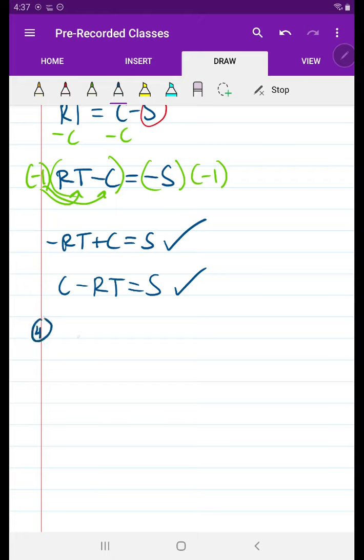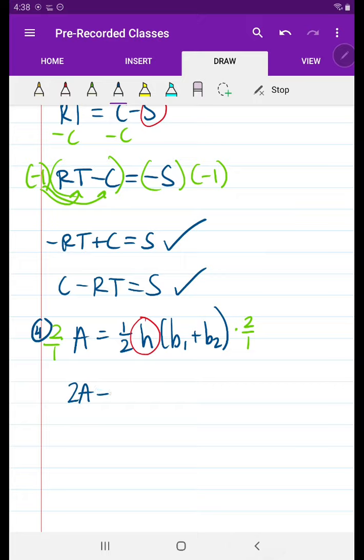For number 4, we have A is 1/2 h times (b sub 1 plus b sub 2). For this problem, they want us to solve for h. The first thing we could get rid of is that 1/2, and how we could do that is multiply both sides by the reciprocal of it, which is 2 over 1. So if I multiply both sides by 2 over 1, on the left I will get 2A. And then on the right, if I multiply by the reciprocal, that'll cancel the 2. So then I'll have h times (b sub 1 plus b sub 2).